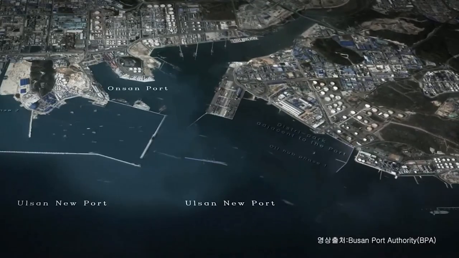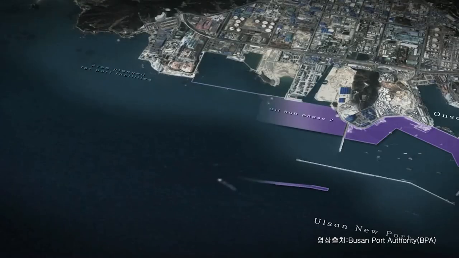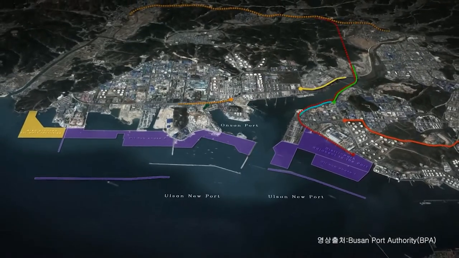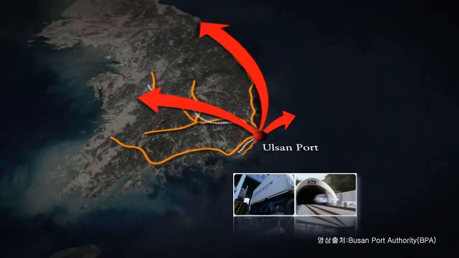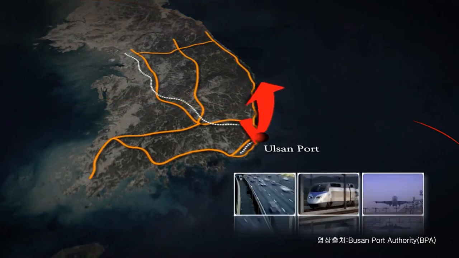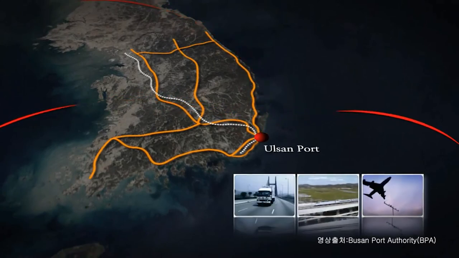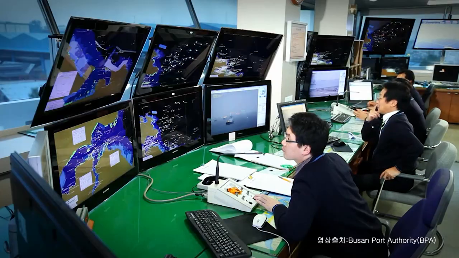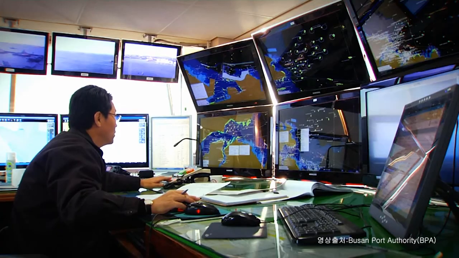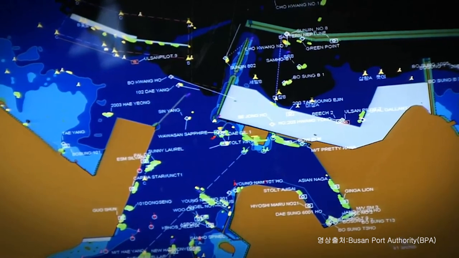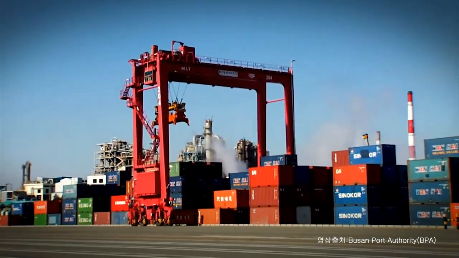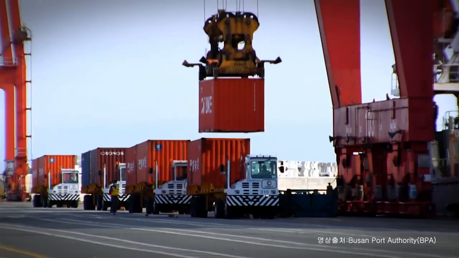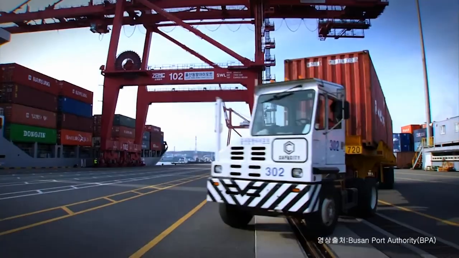Ulsan Port prides itself on its competitive geographical advantages as it is located in close proximity to nearby industrial complexes, as well as excellent transportation connections via road, rail, and air. Through state-of-the-art port operation systems, including port MIS, vessel traffic control systems, automatic identification systems, and sophisticated port equipment, Ulsan Port is developing into a world-class port.